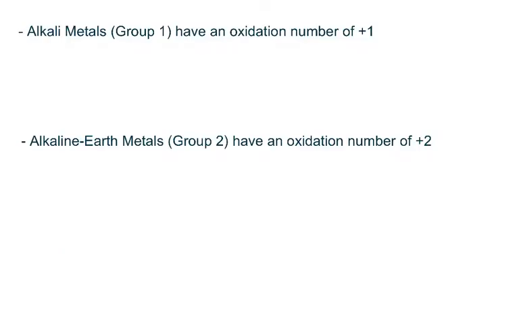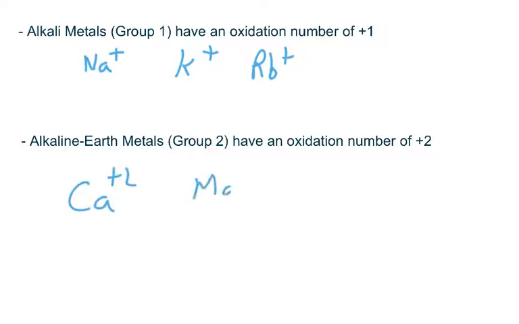Next rule, this one should be pretty easy. If you belong to group 1, you are an alkali metal. All alkali metals have a +1 charge. Here are some examples. Sodium, potassium, rubidium, they will always be +1. Now the alkaline earth metals, which belong to group 2, will always be +2, such as calcium, magnesium, strontium. Anyone from group 2, which is an alkaline earth metal, will always have that +2 charge.